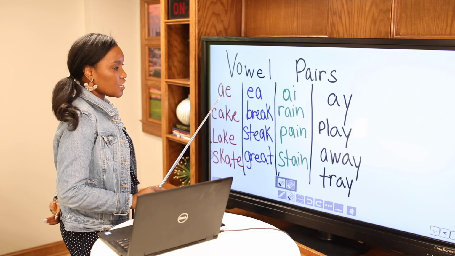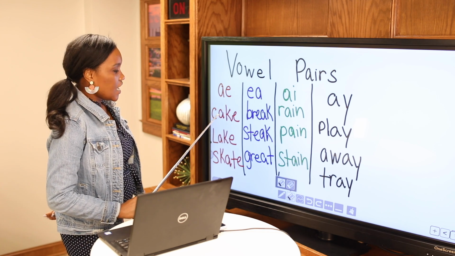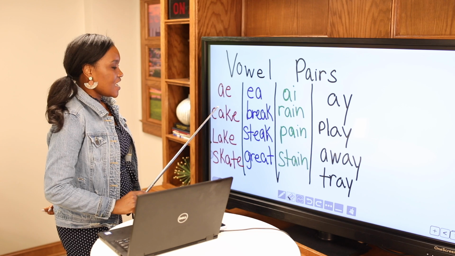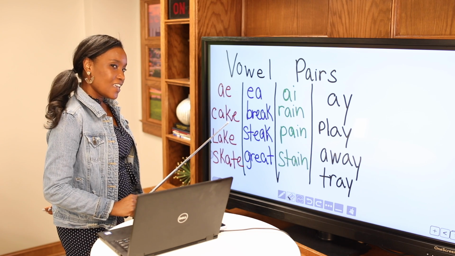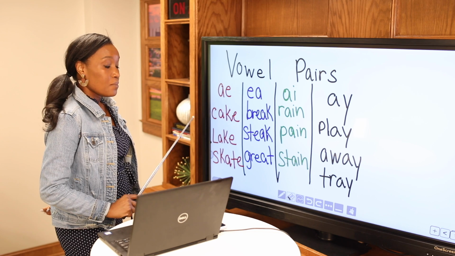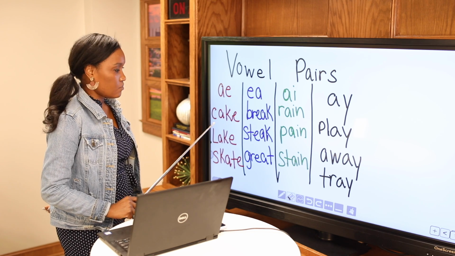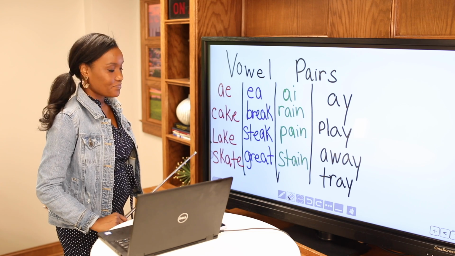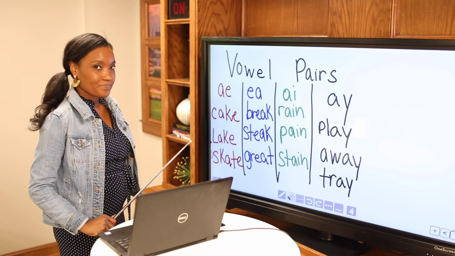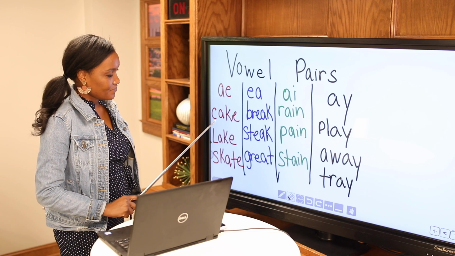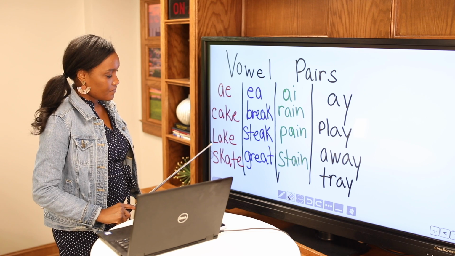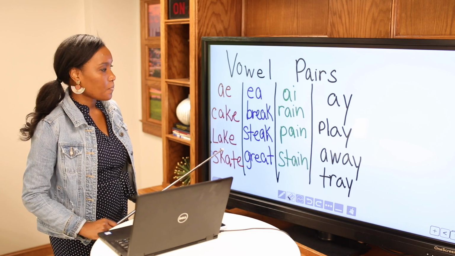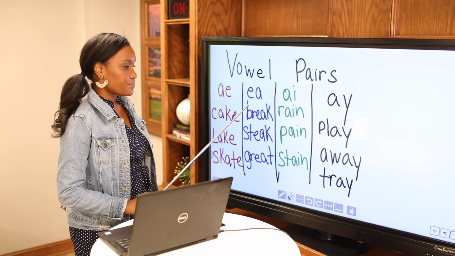Cake. I put this under A-E because, as you can see, A is between C and K. And at the end, the final E makes the A say its name. Cake, lake, skate. You try it. Cake, lake, skate. Very good.